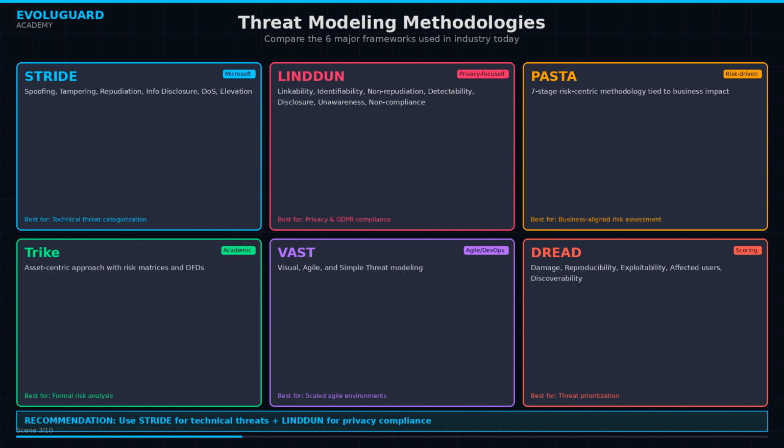Trike uses an asset-centric approach with risk matrices and data flow diagrams. VAST, or Visual, Agile, and Simple Threat Modeling, is designed to scale in Agile and DevOps environments. And DREAD provides a scoring system for severity, damage potential, reproducibility, exploitability, affected users, and discoverability. For software development, STRIDE and LINDDUN are the most practical because they are systematic, repeatable, and map directly to concrete security controls. In this video, we will focus on STRIDE for technical threats and touch on LINDDUN for privacy.